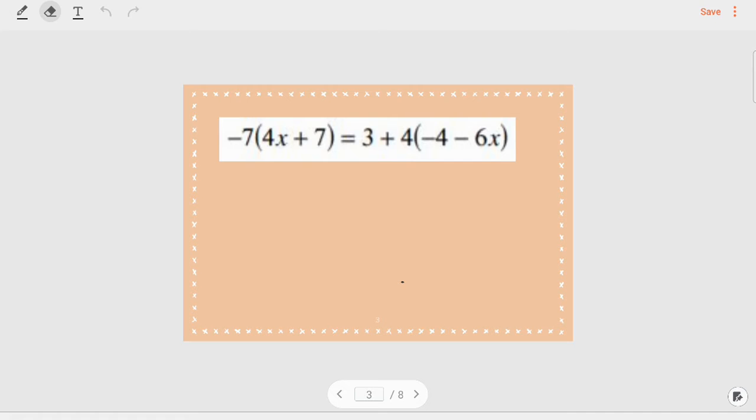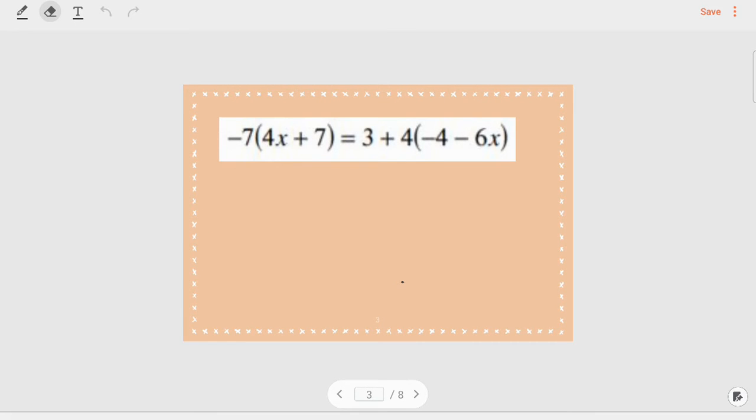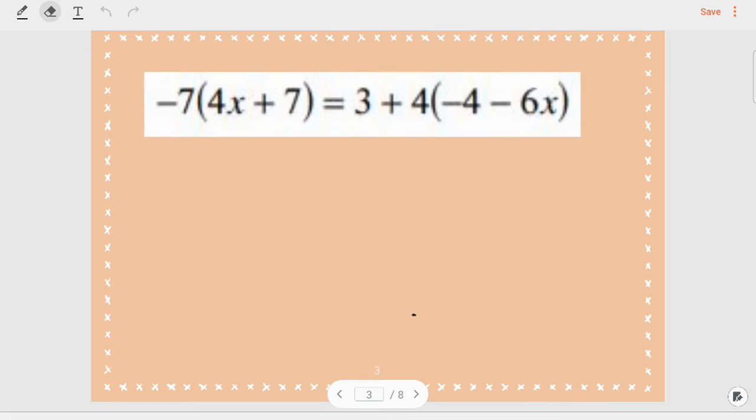All right, let's try another one together. I've got parentheses. I've got parentheses going on each side. So I'm going to draw my line. I'm not going to say which side is my variable side and which side is my number side because I have some on both sides, and right now it's really confusing which side would be bigger. So I'm going to simplify both sides.